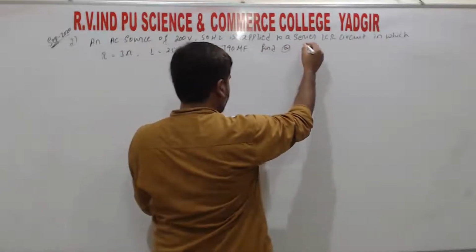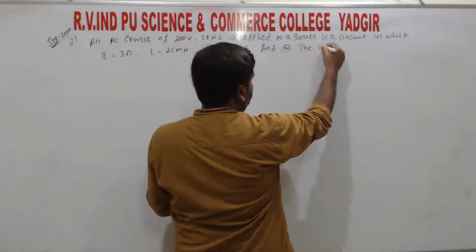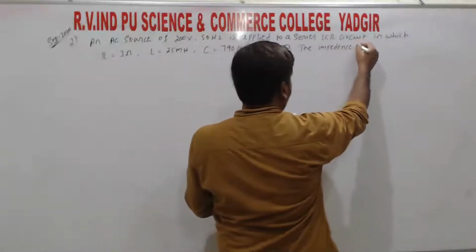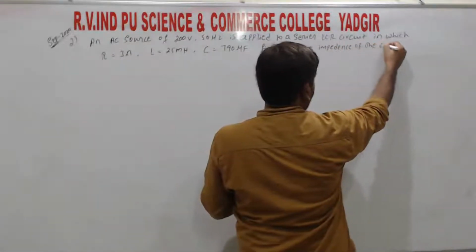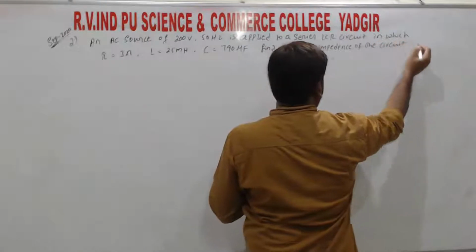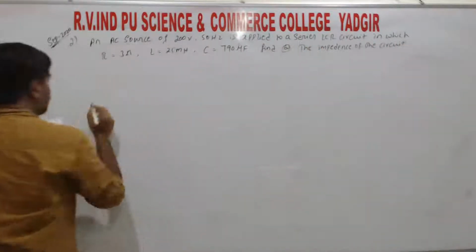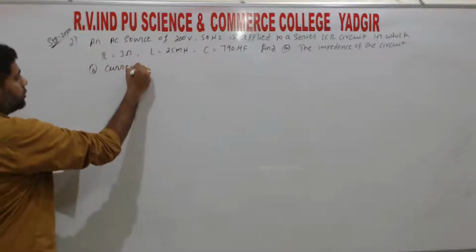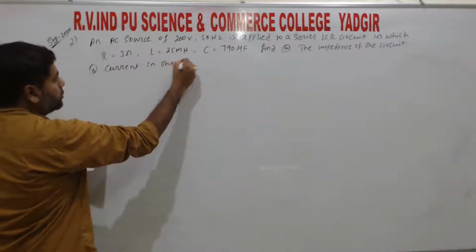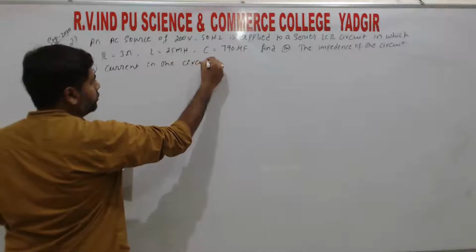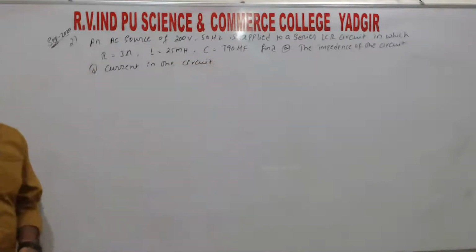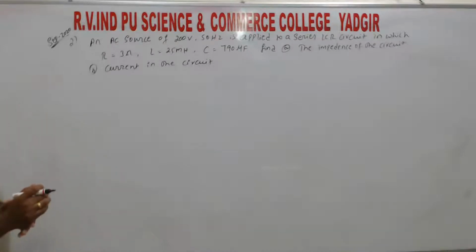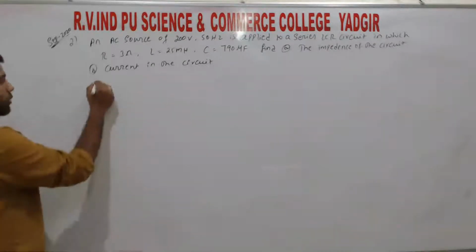this first one, the impedance of the circuit, next the current in the circuit, right? So this is also asked this year. So they asked it in September. So simple problem, right?